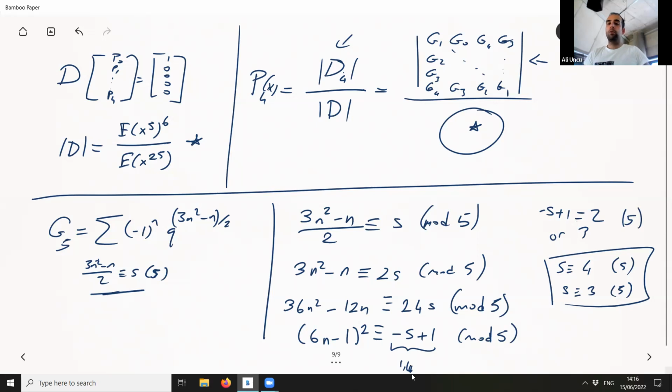So that's what I meant. Minus S plus 1 is 2, so minus S is 1, so S is 4 modulo 5, which means there's no n that can satisfy that. Or the same deal, minus S plus 1 is 3, so S is congruent to negative 2, or 3 modulo 5, and there's no solution in n for that, which actually says that G3 here is 0, and G4 here is 0. Because there are no n's that can contribute to these G3s or G4s.